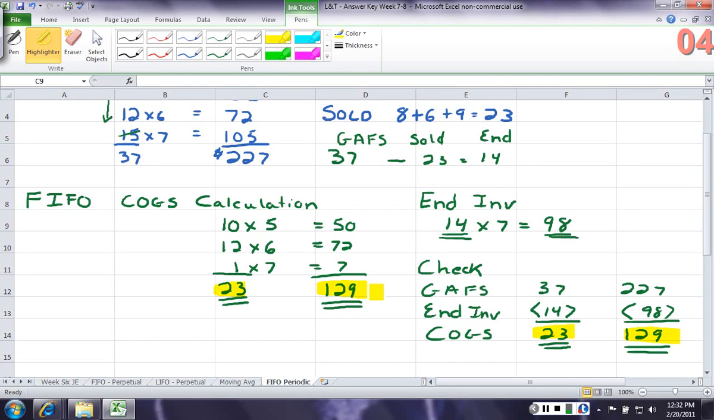Now you could make the argument that you could do one of these other calculations first. It doesn't matter which order you do them in. It's just a habit to get into to do them all. So this is the cost of goods sold calculation, the ending inventory, and the check. Or you could use the check for the cost of goods sold and vice versa.